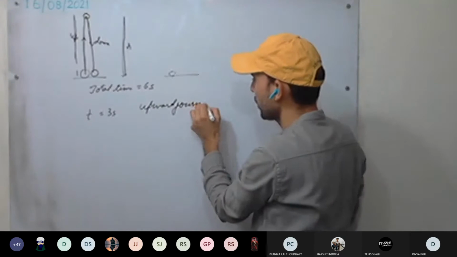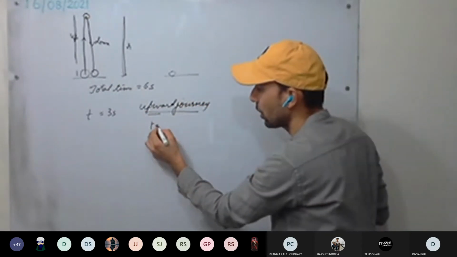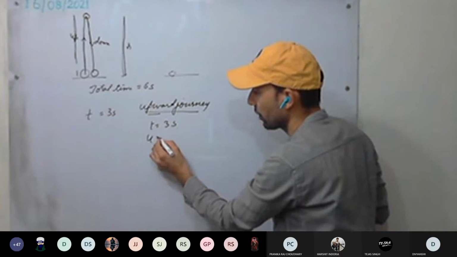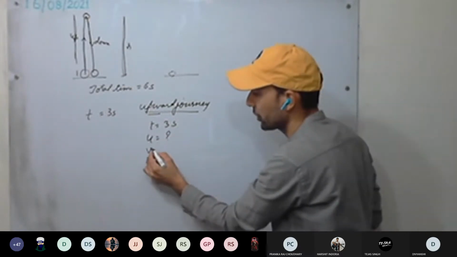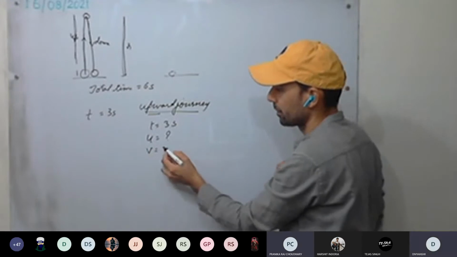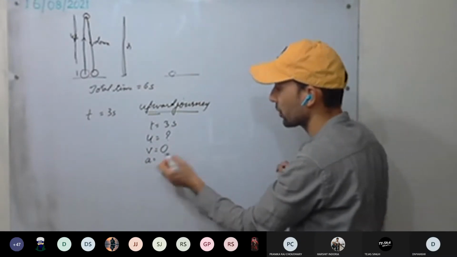Okay, don't write in your notebook for the time being. Upward journey, if we consider. Time taken is how much? 3 seconds. Initial velocity is not given. What is the final velocity for the upward journey? 0. And acceleration is nothing but -10 meter per second squared.